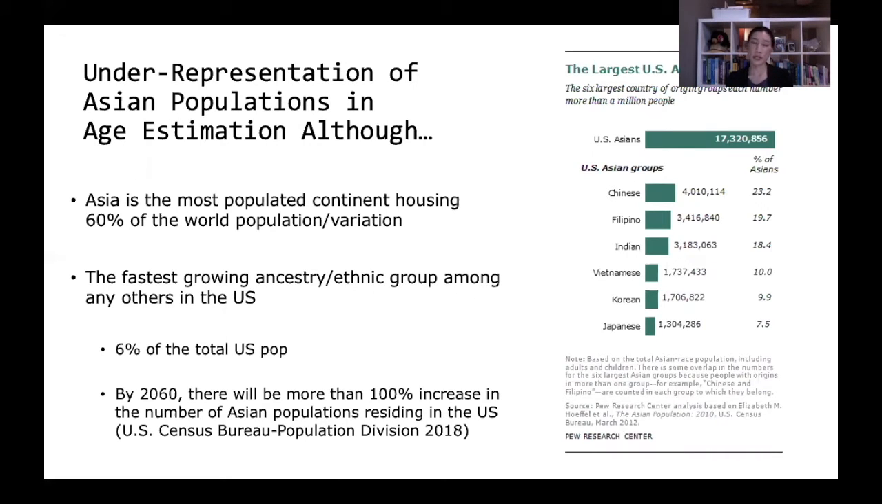So especially in age estimation literature, there is a serious underrepresentation of Asian population, which I think is quite unfortunate given the fact that Asia is the most populated continent that houses 60% of the world population. So if we assume that there is such a thing as population variation or population specificity in skeletal aging process, then by not studying enough the Asian population, we are potentially missing out those 60% of the world variation.